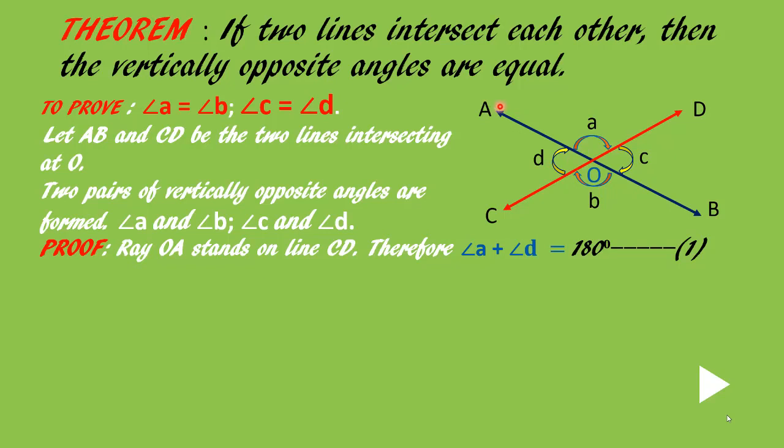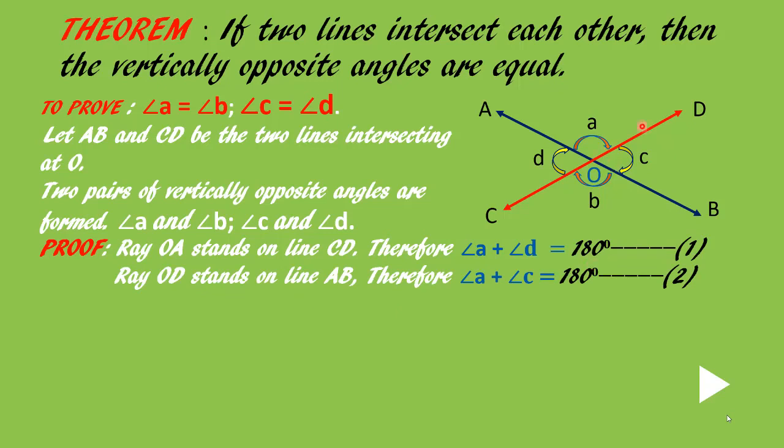Ray OA stands on line CD. Therefore, angle A plus angle D, as you can see in the picture, they are forming a linear pair. So, angle A plus angle D is equal to 180 degree. Similarly, ray OD stands on line AB. So, angle A and angle C are forming a linear pair. Therefore, angle A plus angle C is equal to 180 degree. We have taken these as equation number 1 and equation number 2.